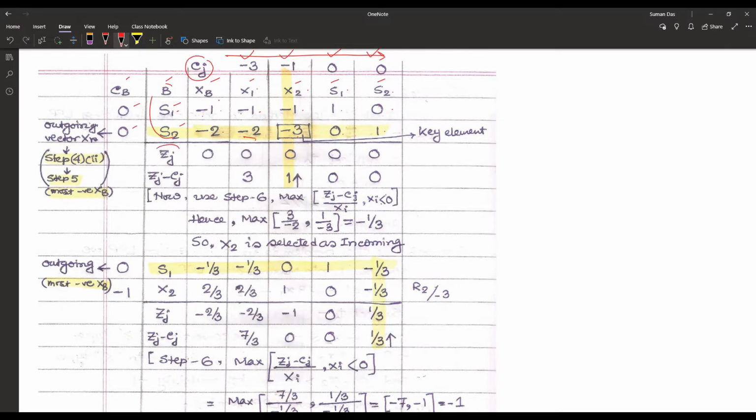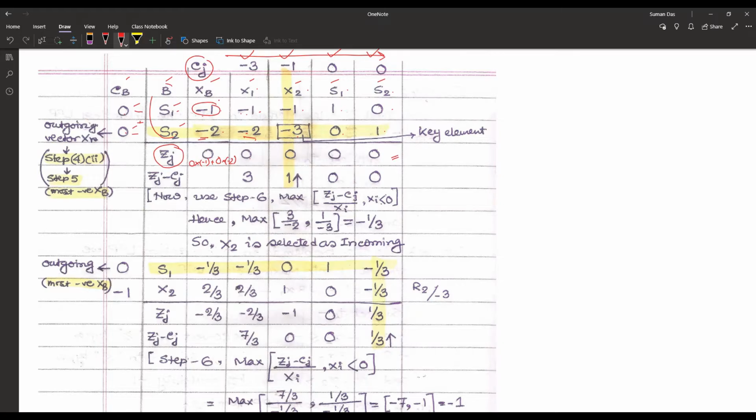At first we have to find out the Zj. What is Zj? Now Zj is equal to 0 into -1 plus 0 into -2. So the result is 0. Like that, 0 into -1 plus 0 into -2, that one is 0. For the next one, 0 into -1 plus 0 into -2, 0. As both are 0 in the CB, all the results of Zj must be 0.